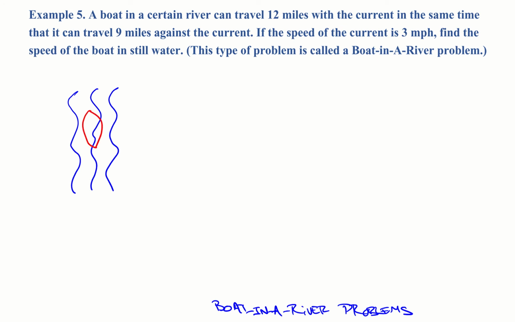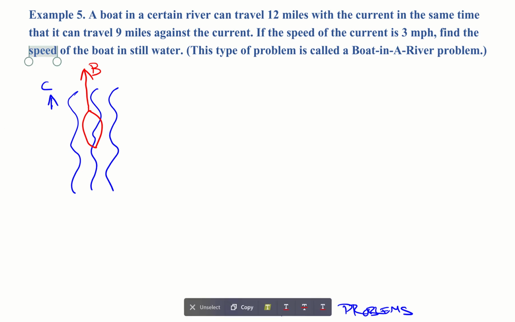Now, let's assume that this river is actually flowing in this direction, and let's say the speed is c, and let's assume that the speedometer on this boat shows a speed of b, right? So notice that since this boat is going in the same direction as the river, we call this scenario that we have here downstream.